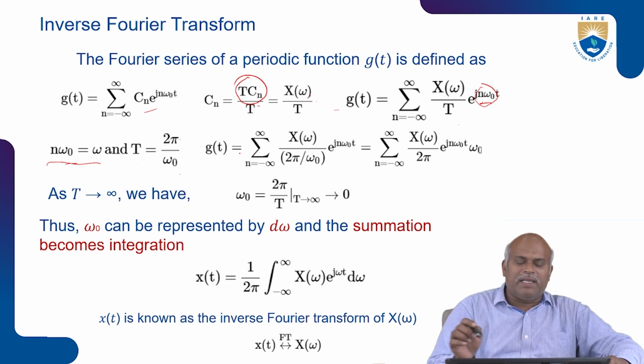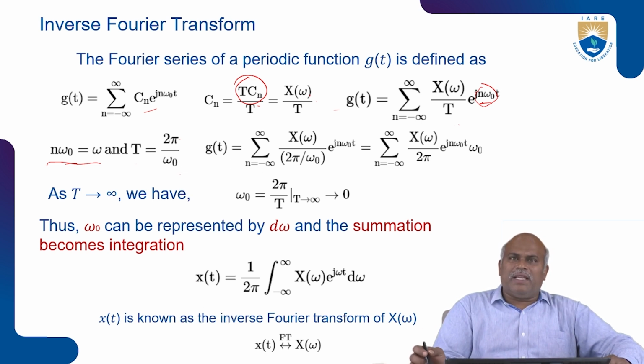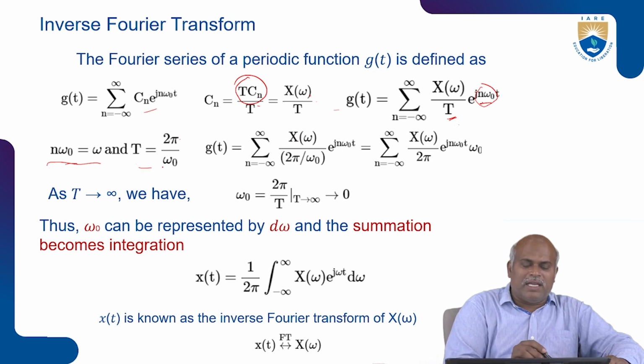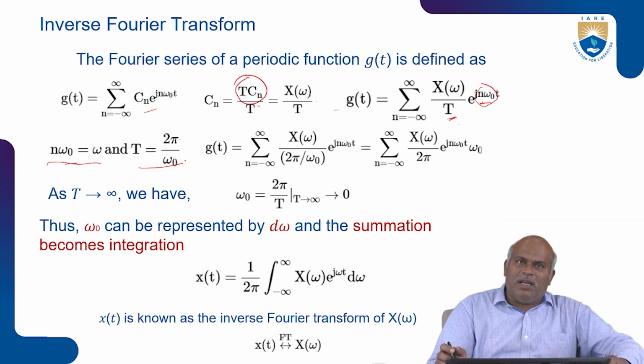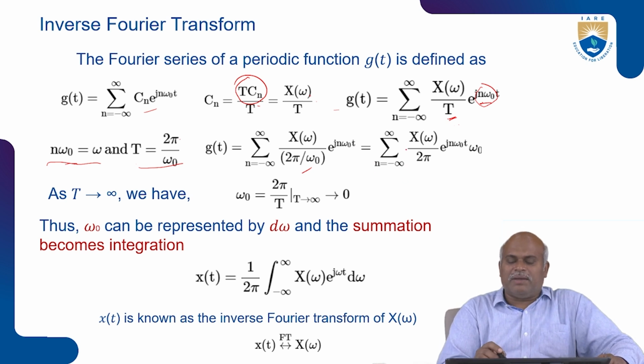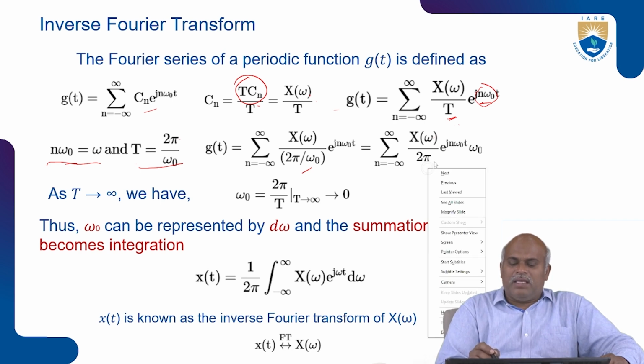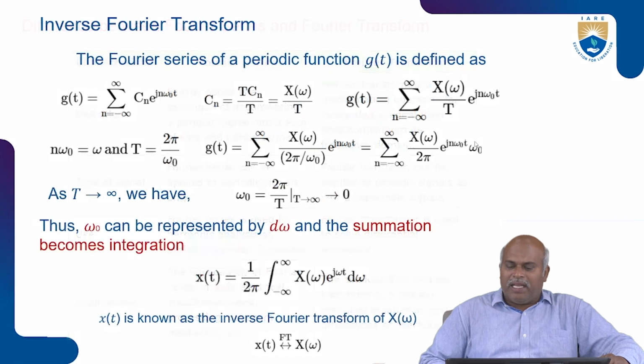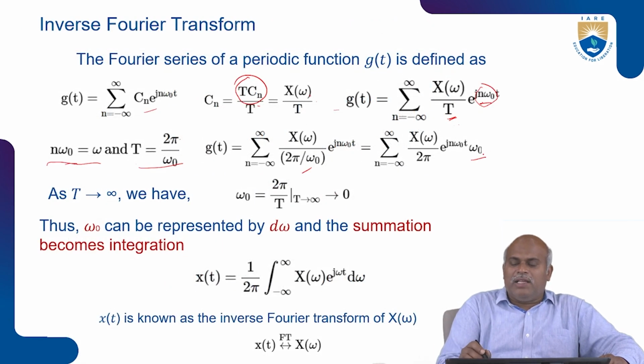Then g of t I should write as the summation from n equal to minus infinity to plus infinity of X of omega. The T is present here, and I should substitute this 2 pi by omega 0, and substitute here e power j n omega 0. So the remaining portion I should write as the summation from n equal to minus infinity to plus infinity of X of omega by 2 pi, e power j n omega 0 t, into omega 0.